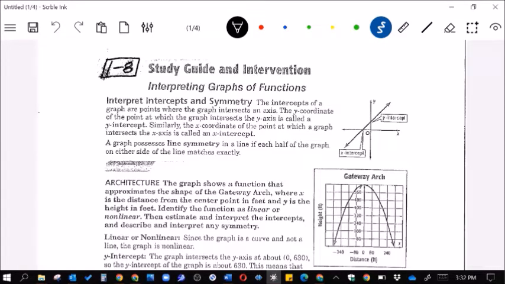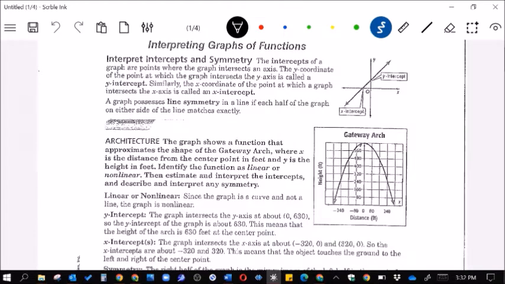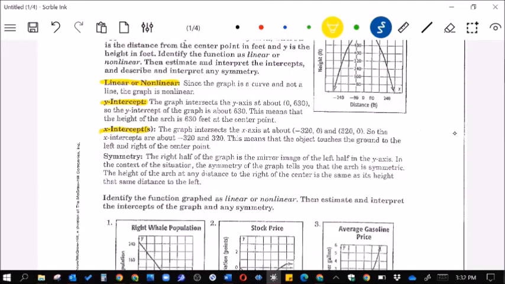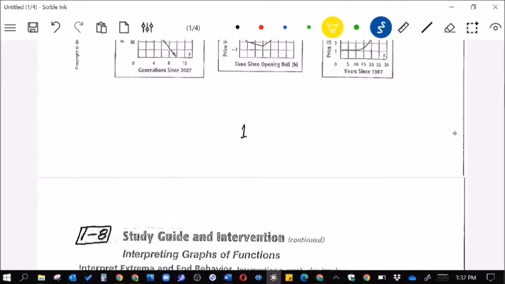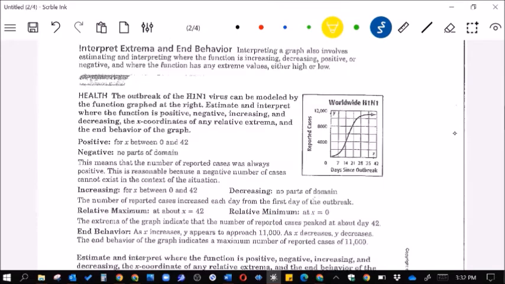Welcome. We are looking now at how to interpret or analyze the graph of a function. So let's take a look at the different parts of things. In fact, we are going to specifically, with each function, decide if it's linear or nonlinear, what the y-intercept is, the x-intercept, decide if it has symmetry. On the second page, we're going to continue it with other things, where it is positive, where it is negative, where it increases, where it decreases, what the relative maximum is and what the relative minimum is, and the end behavior.